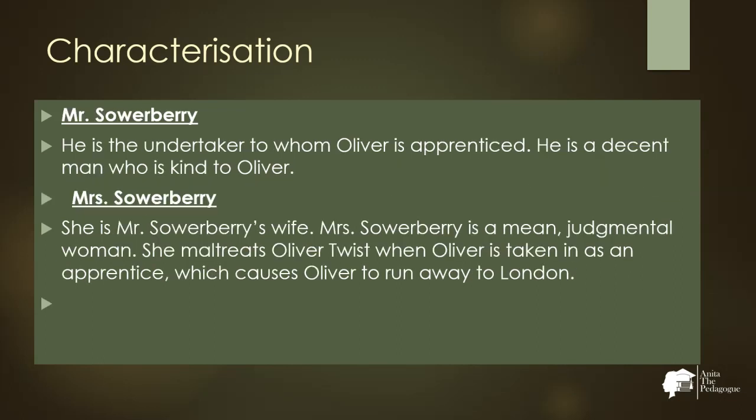Mr. Sawberry. He is the undertaker to whom Oliver is apprenticed. He is a decent man who is kind to Oliver. Mrs. Sawberry. She is Mr. Sawberry's wife. Mrs. Sawberry is a mean, judgmental woman. She maltreats Oliver when Oliver is taken in as an apprentice, which causes Oliver to run away to London.